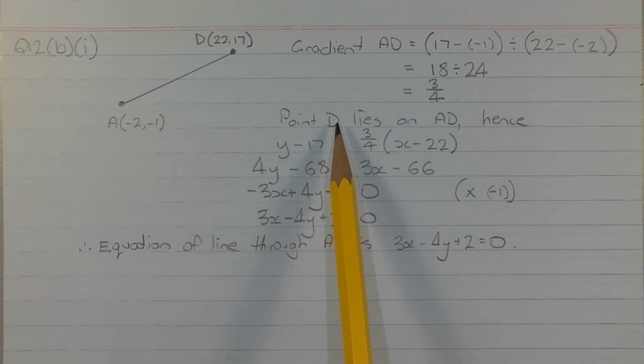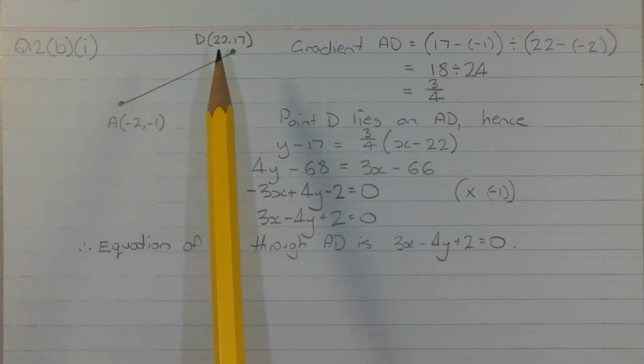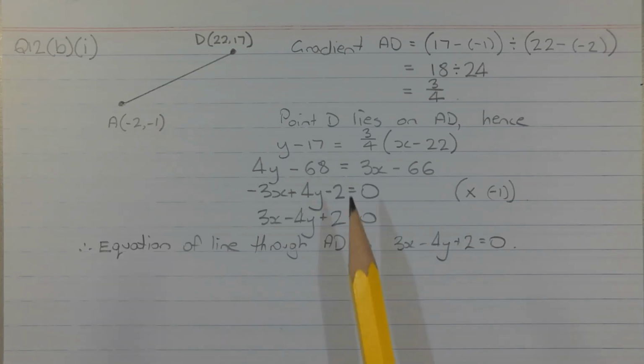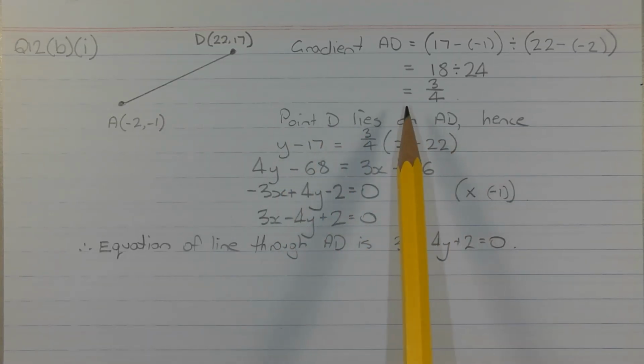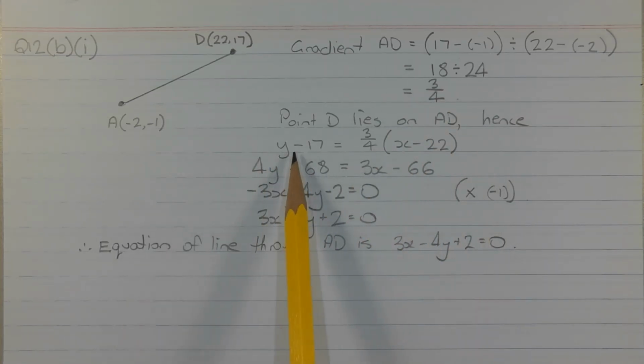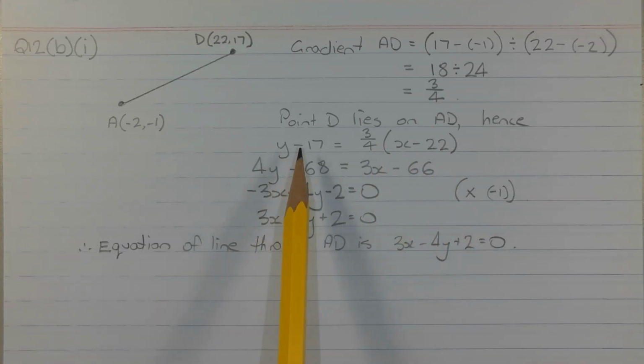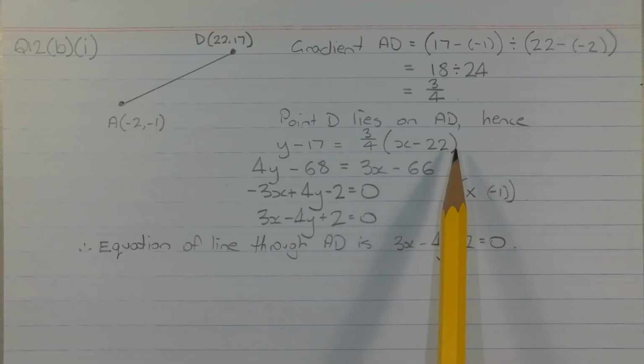Now, point D lies on AD. We could use point A, but I've just decided to use point D because it's all positive values there, and it's generally easier to use positive values than negative values. So point D lies on AD. We have a point, we have a gradient. Using the point gradient formula, y minus y1 is equal to m times (x minus x1), we get y minus 17 is equal to 3/4 times (x minus 22).